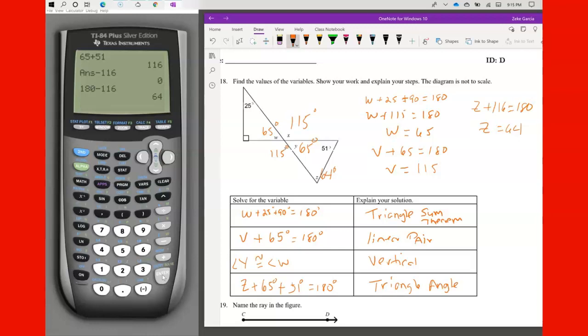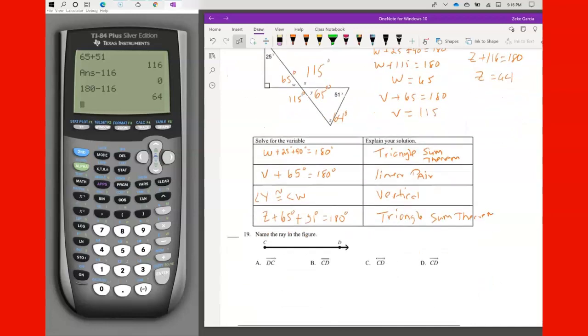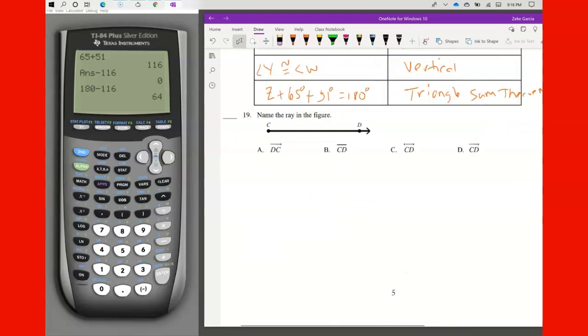Oh, let me erase that. Triangle sum theorem. Okay. So that was 18.